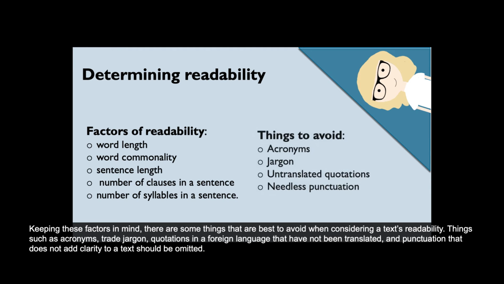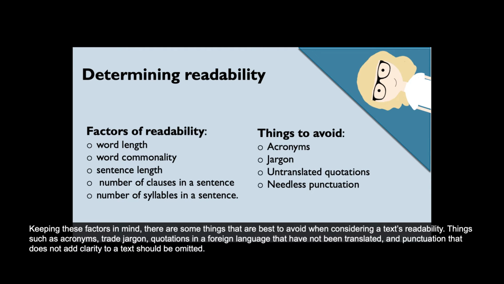Keeping these factors in mind, there are some things that are best to avoid when considering a text's readability. Things such as acronyms, trade jargon, quotations in a foreign language that have not been translated, and punctuation that does not add clarity to a text should be omitted.